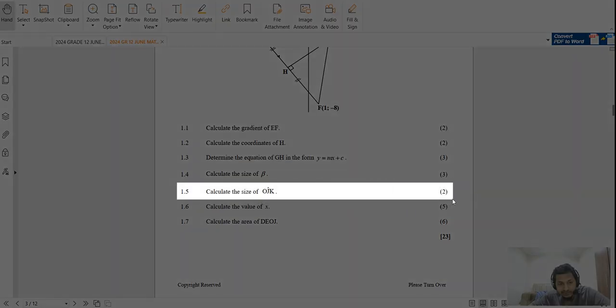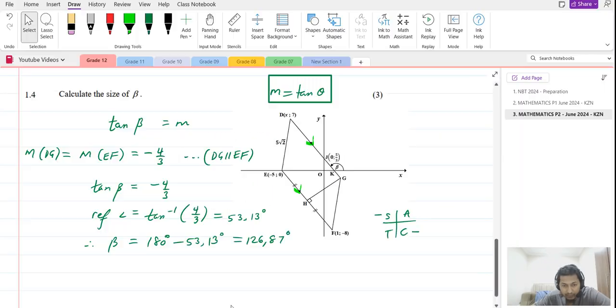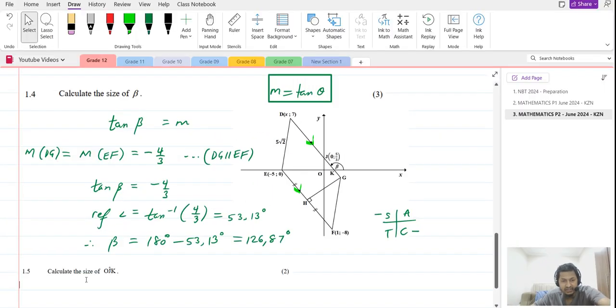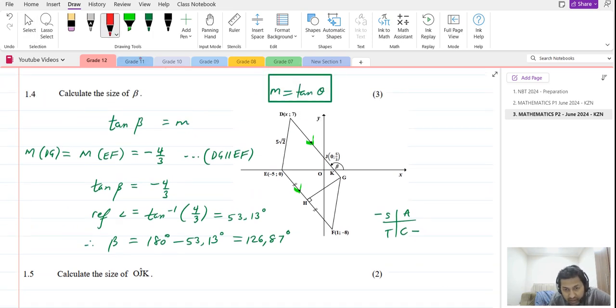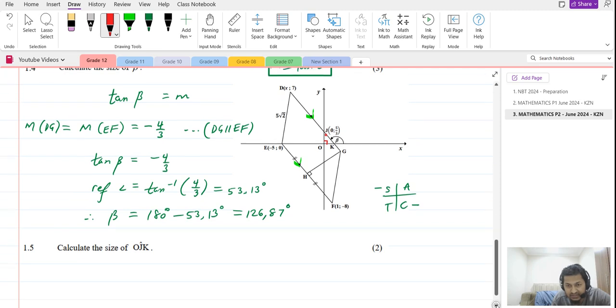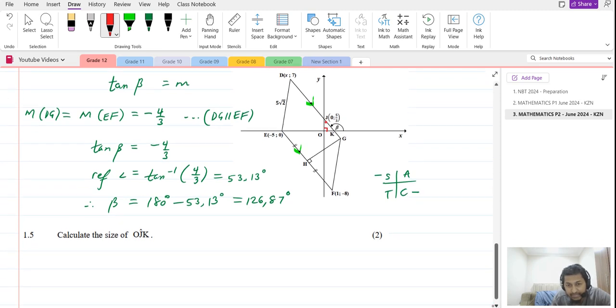Calculate the size of OJK. Remember guys what that big figure is. It's a parallelogram. So we want to find the size of OJK. O, J and K. Now what's OJK? What is this top angle here? Now remember this top angle here. We know that this angle is 90. Why? Because it's the crossing of the x and y axes. The x axis is perpendicular to the y axis, right?